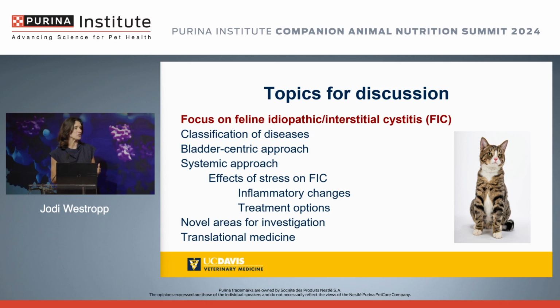And this is a translational talk. We're going to look at various species that have interstitial cystitis, if you will, and one of the best models too, humans. So I always think that humans are a great naturally occurring model for our feline patients.